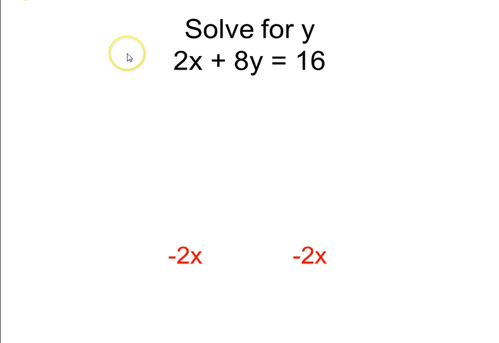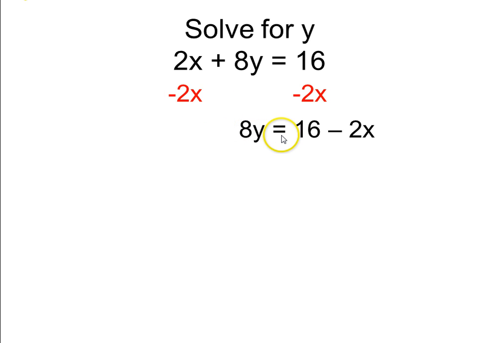So what we're going to do to both sides is subtract 2x, because 2x minus 2x is 0, and I do that to the right hand side too: 16 minus 2x. As a result, we get 8y equals 16 minus 2x. We cannot combine 16 minus 2x because they are not like terms, so we just leave it as 16 minus 2x. The 8y is from right here, and the 2x's are gone.